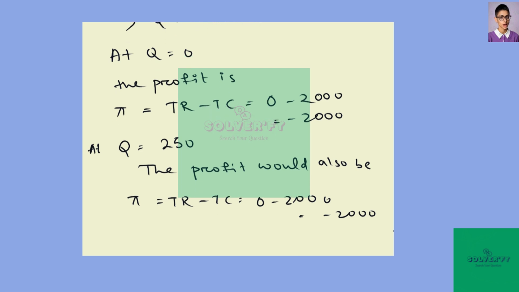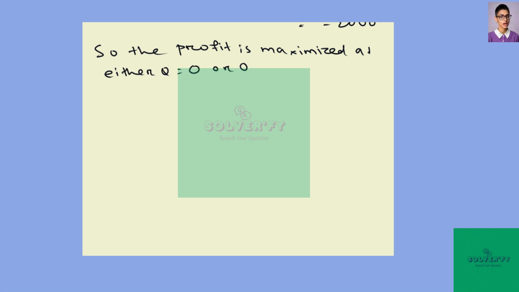Therefore, the profit is maximized at either Q equal to 0 or Q equal to 250. Since the profit is the same at both these values, we can choose either one as the quantity at which profit is maximized. At Q equal to 0, when no books are sold, the profit is pi equal to TR minus TC, that is 0 minus 2000, that is minus 2000.